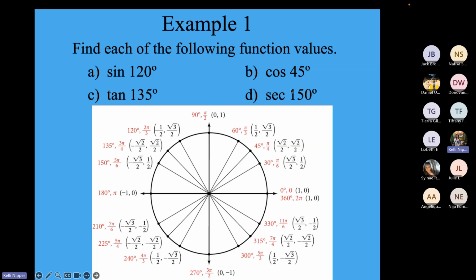Now let's practice a secant. Secant 150. So rotate to 150, travel out that terminating side, find secant. Secant is 1 over cosine. Well, here's your cosine here. It's negative square root of 3 over 2. Flip it. Negative 2 over square root of 3. And then you have to rationalize. So negative 2 square root of 3 over 3.